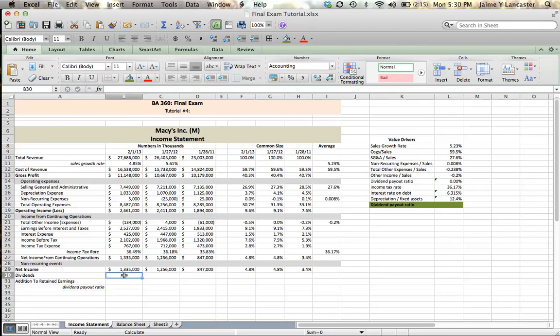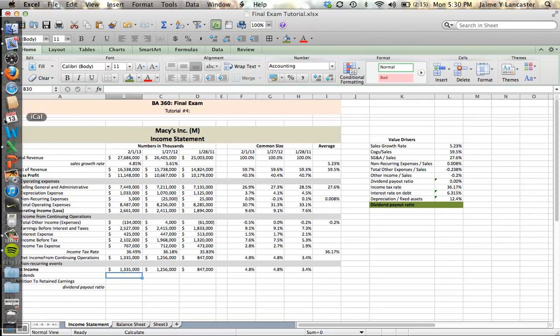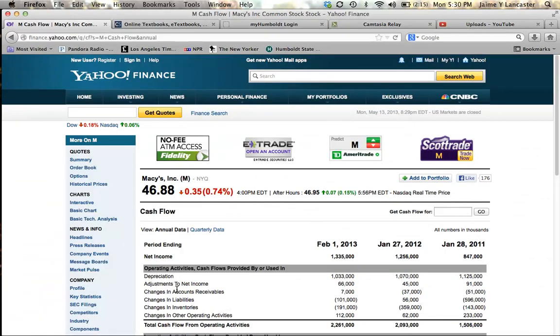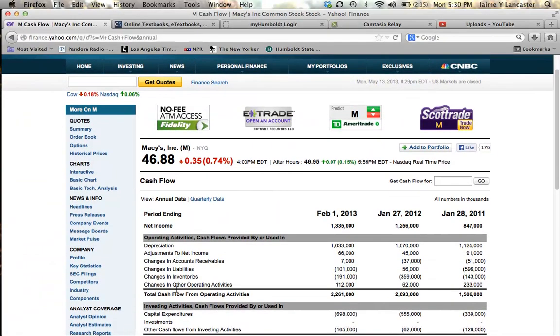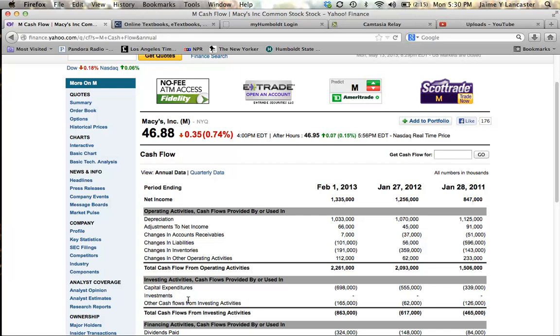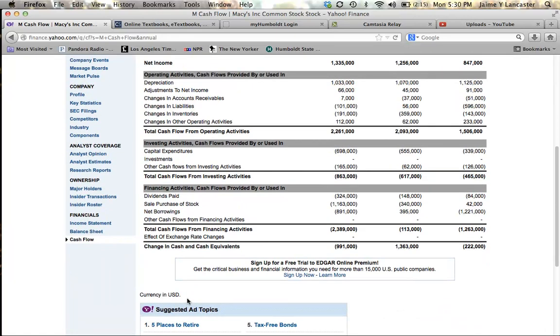So to get my dividends, I go to my statement of cash flows. So here is Macy's statement of cash flows as pulled from Yahoo Finance. And I can see here that dividends paid 2013, $324,000, 2012, $148,000, and 2011, $84,000. So all I need to do is bring that information over into the spreadsheet that I've been working on.